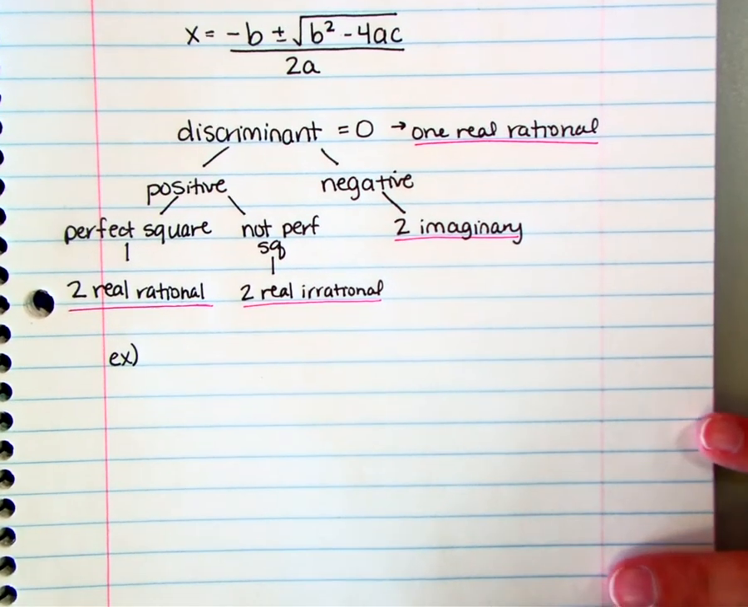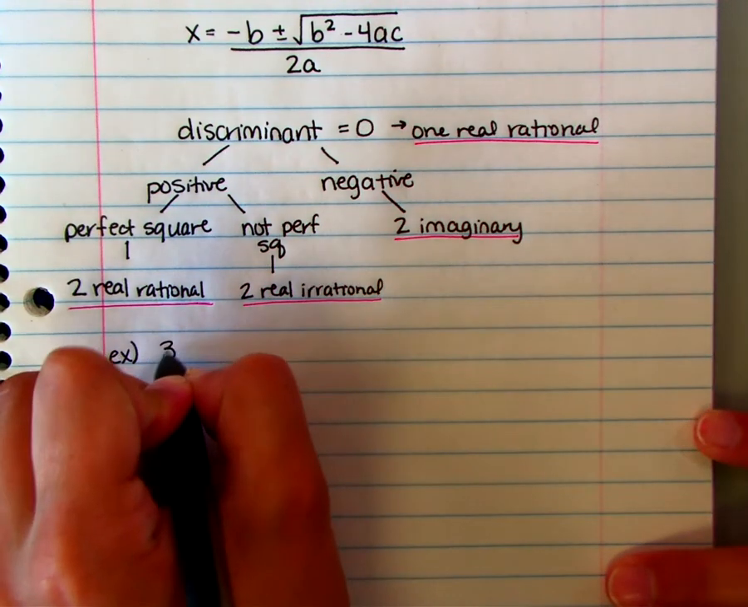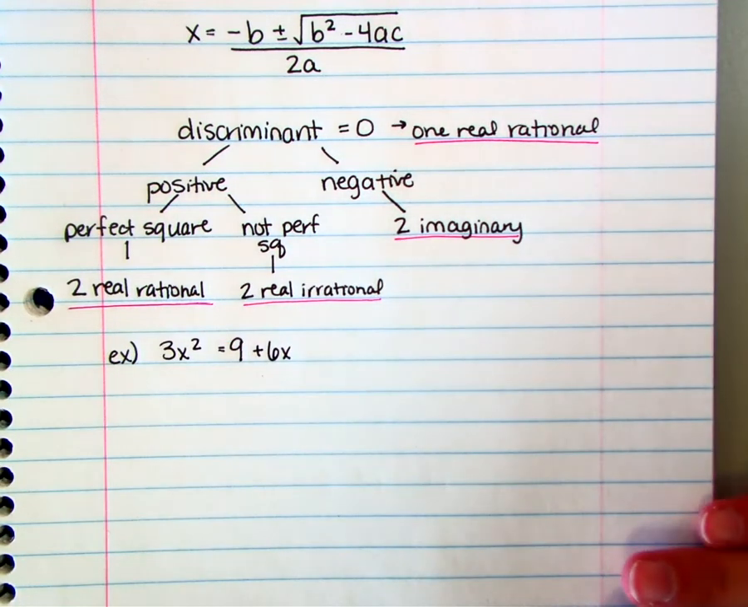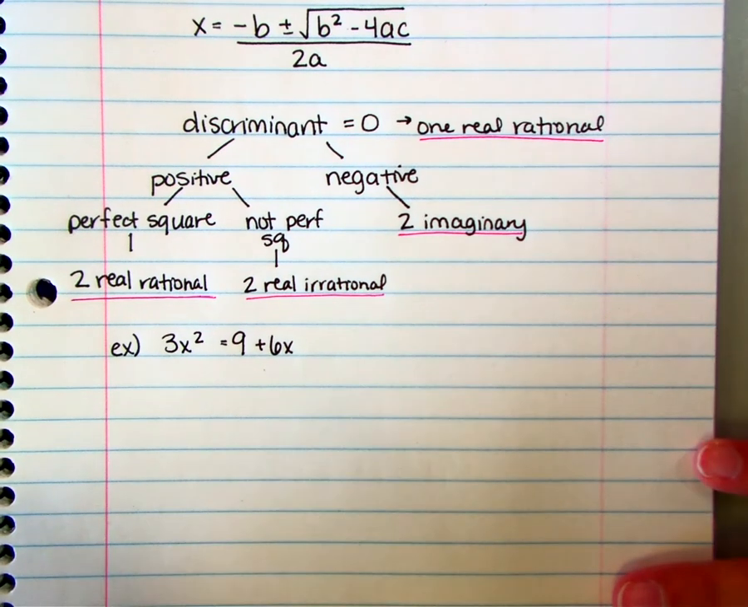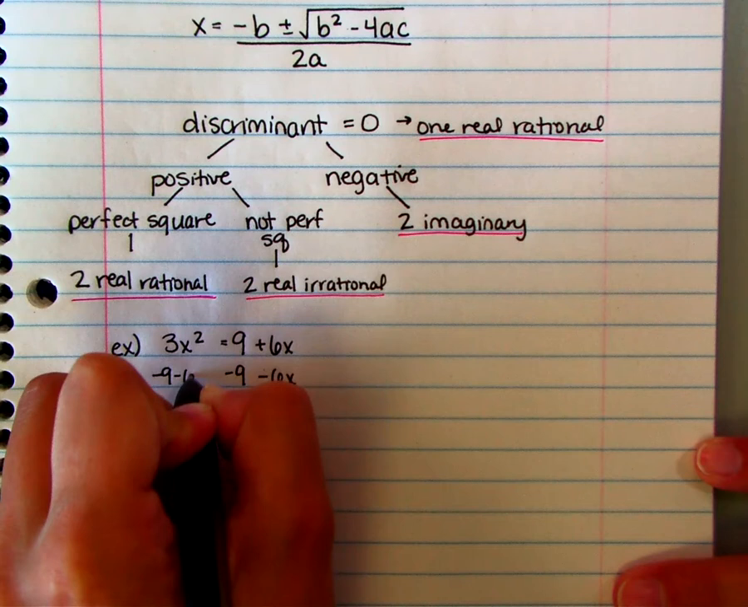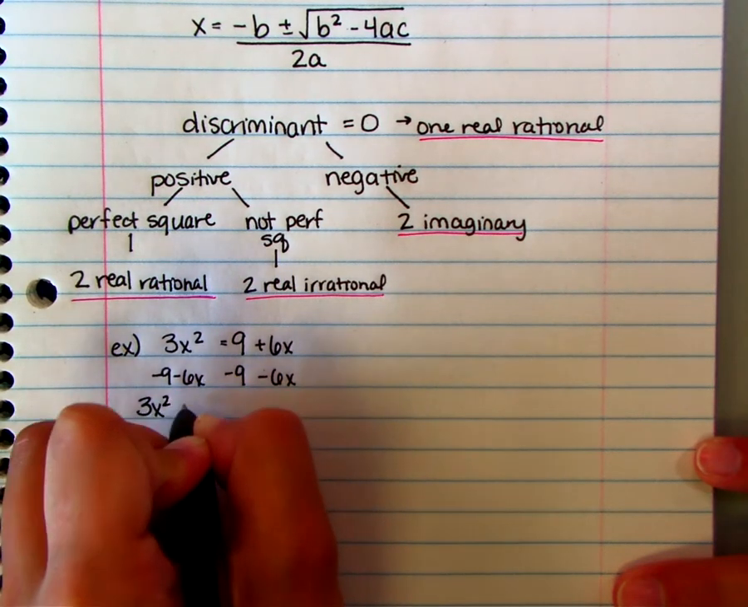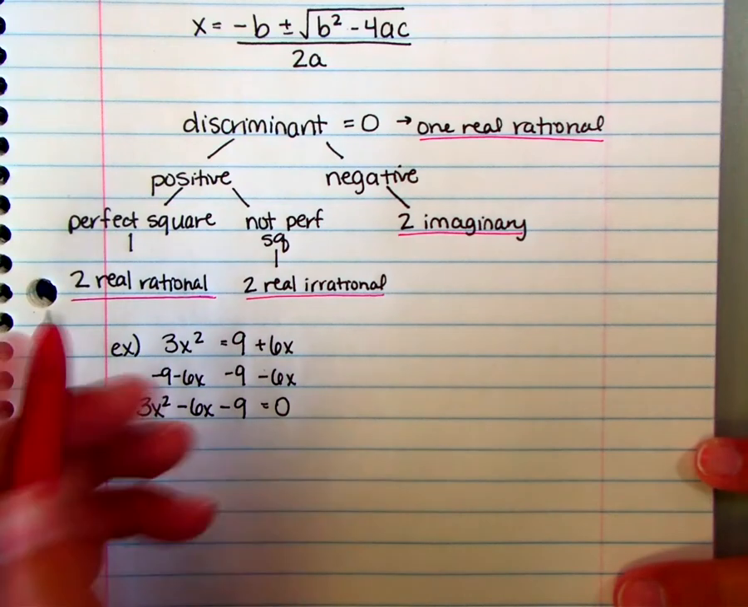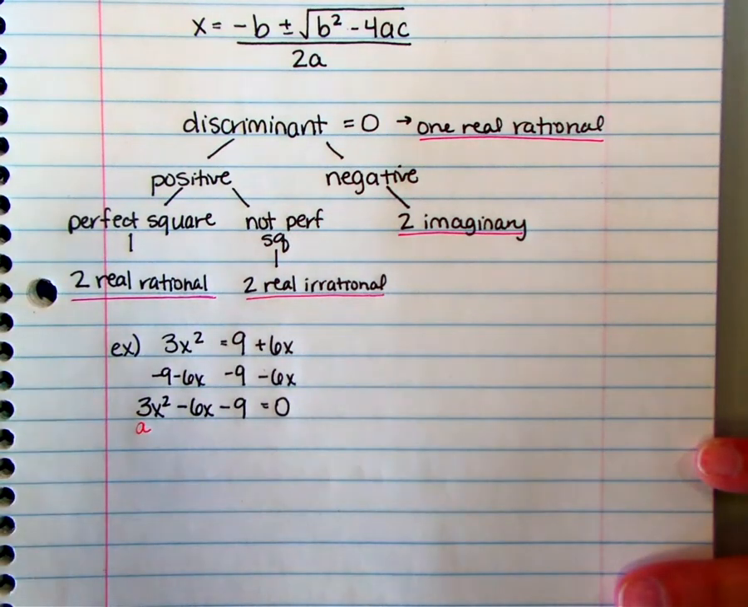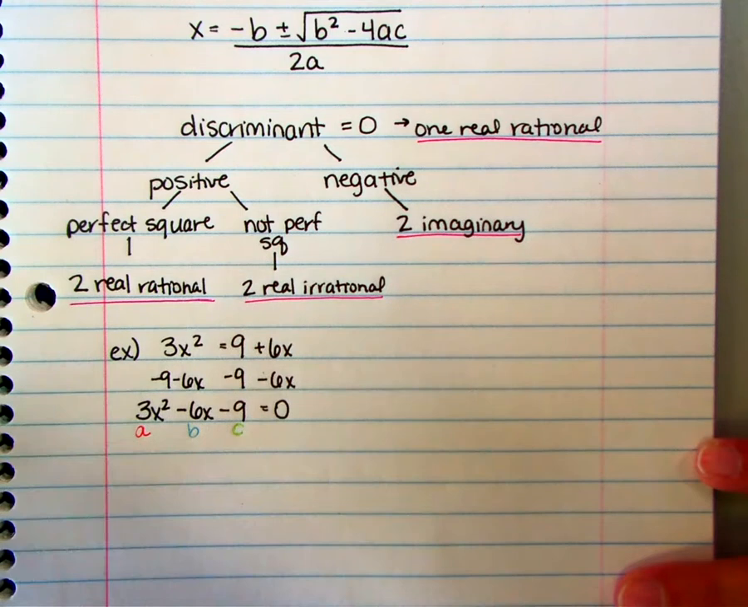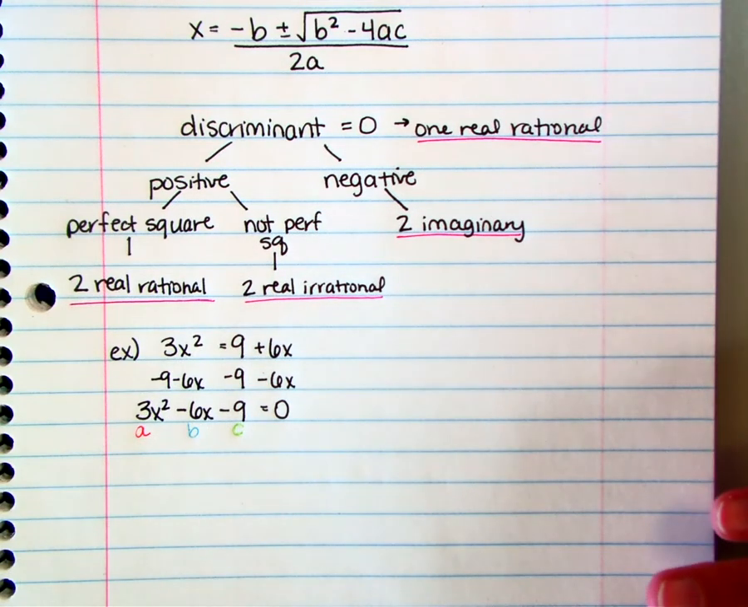I'll try to leave them both on the screen. Your first example is 3x squared equals 9 plus 6x. If you remember, in order to use the quadratic formula, your equation has to be equal to 0. So we're going to move this 9 and this 6x over, combine like terms if we've got any, and rewrite in descending order. Make sure it's equal to 0. Then we're going to identify our a value, our b value, and our c value. When we plug into the formula, you should only have numbers. You should not have any x's other than your x equals.